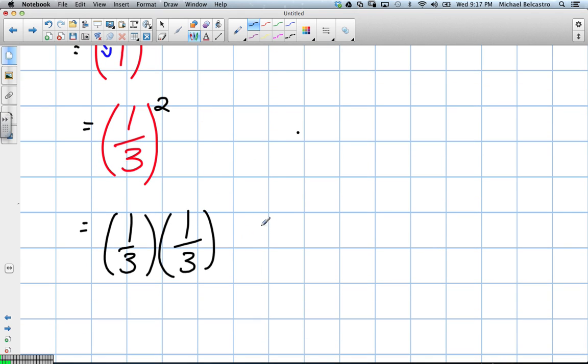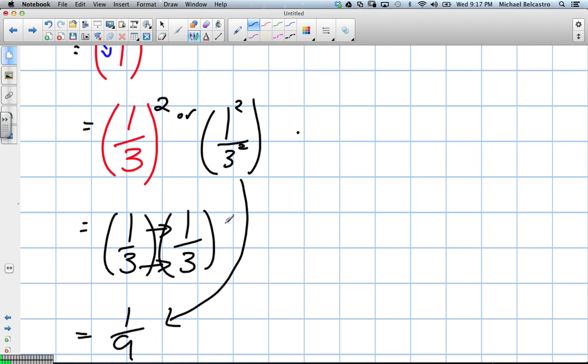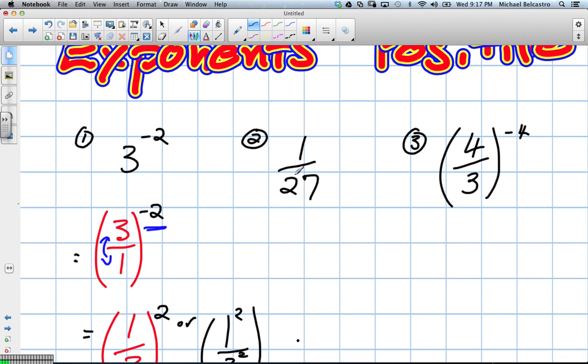Or you could have written this as a side note. Actually, I'll do this part first. We multiply fractions, 1 by 1, 3 by 3. You end up with 1 over 9. Or you could have written this like 1 to the power of 2 and 3 to the power of 2, which would have given us 1 squared is 1, 3 squared is 9, 1 over 9, right? So you could evaluate that either way. Let's go to the second one.